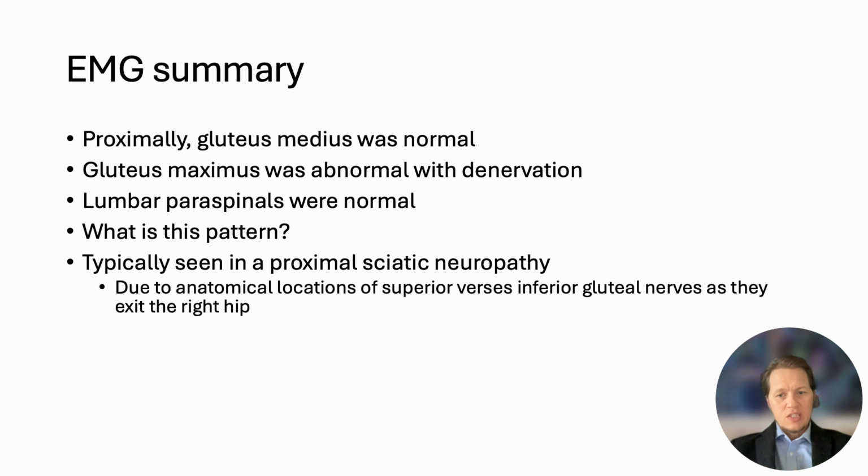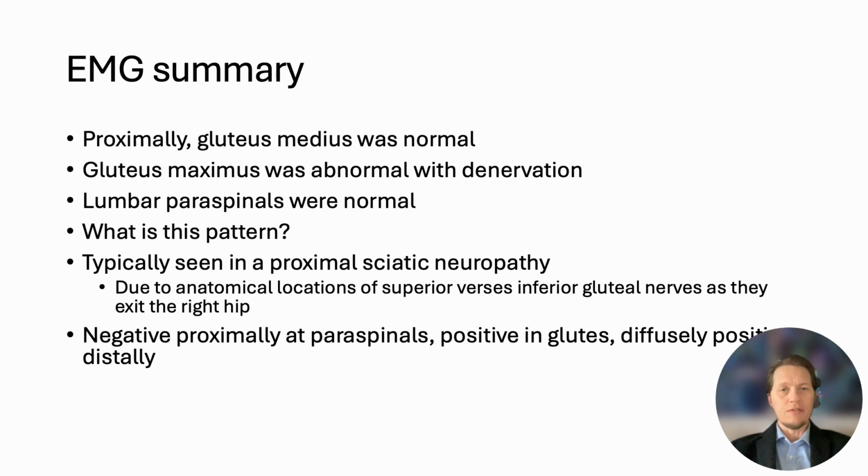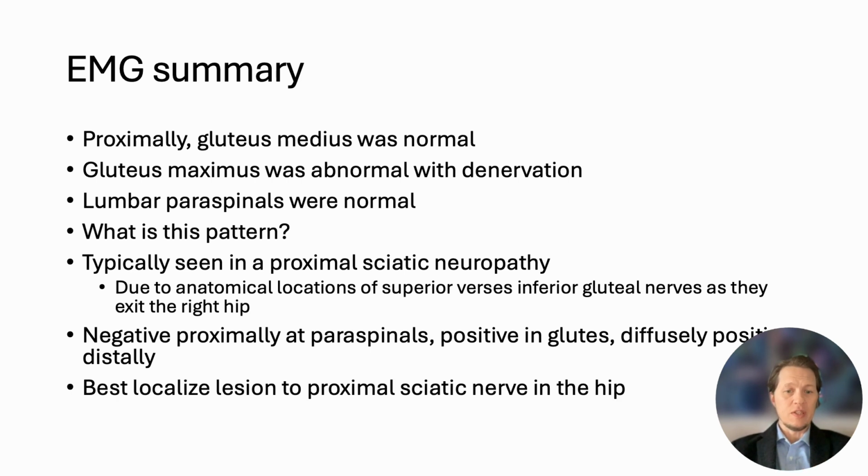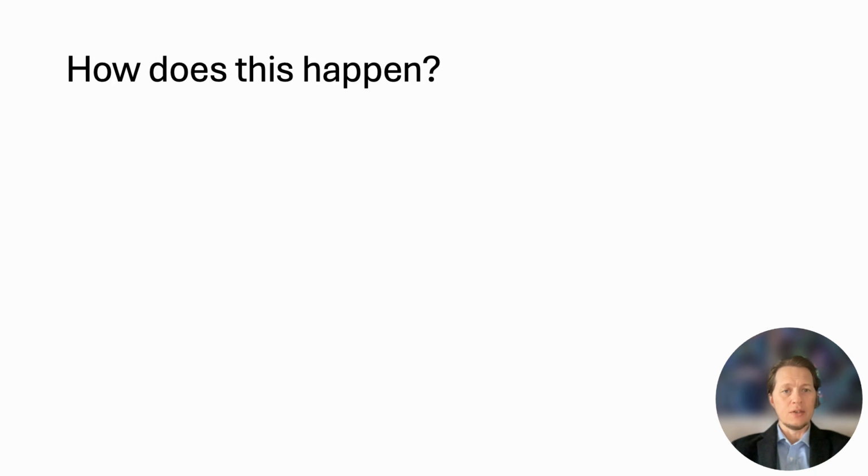The pattern that we often see in this case is, due to the anatomy in the superior versus inferior gluteal nerves as they exit. If you think about the piriformis and the sciatic nerve, and I have a picture of it coming up later, one is going to be positive and one is going to be negative. This is just the case of the proximal sciatic nerve.